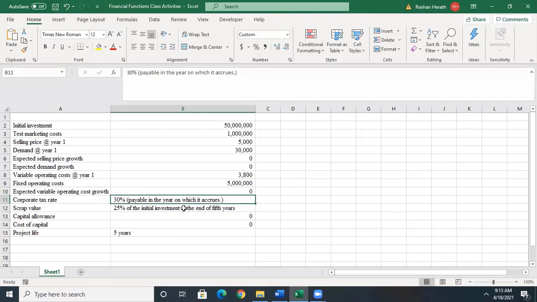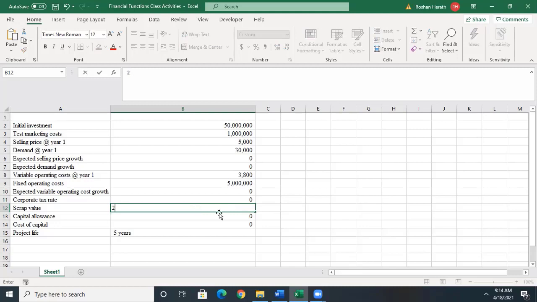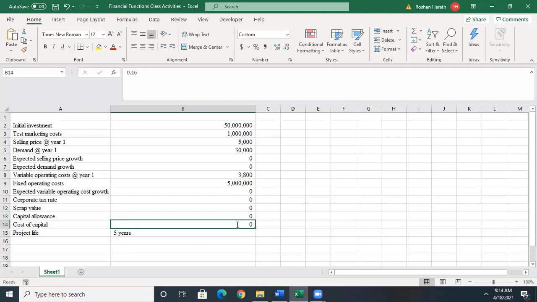Corporate tax rate 30% payable in 1 year arrears. And 25% on the initial investment at the end of the 5th year. Is it a project for the 5 years? Yes, 25%. Then the capital allowance 25%, cost of capital 16%. And project life, that is 5 years.